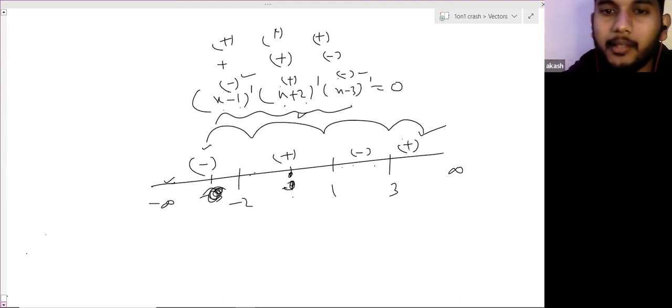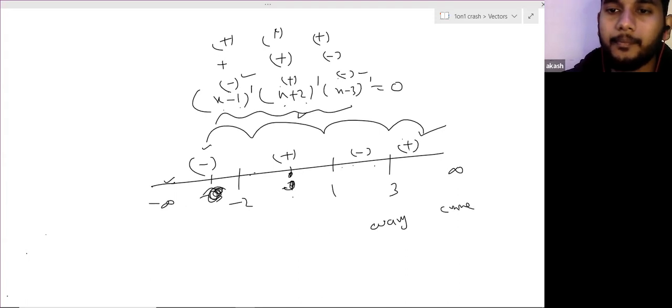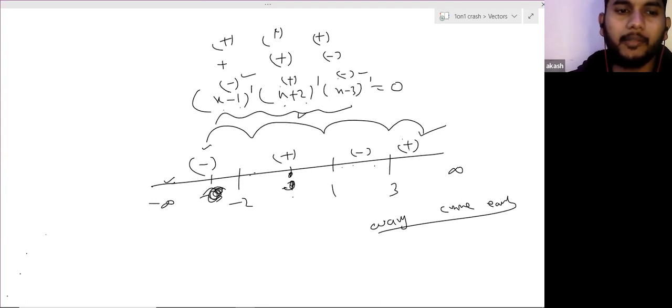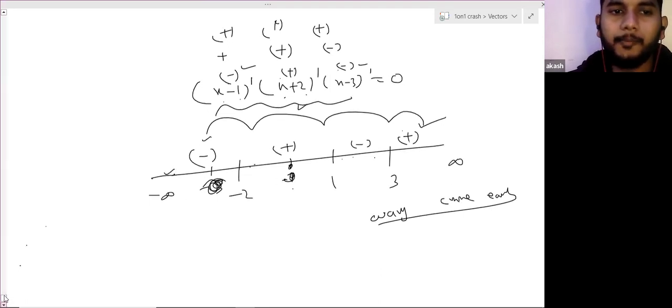There is a proper theory on how to write this. This is called the wavy curve method. But we are not going into that. So just put values at all the critical points, and you will see if it is negative or positive. Is it clear now?